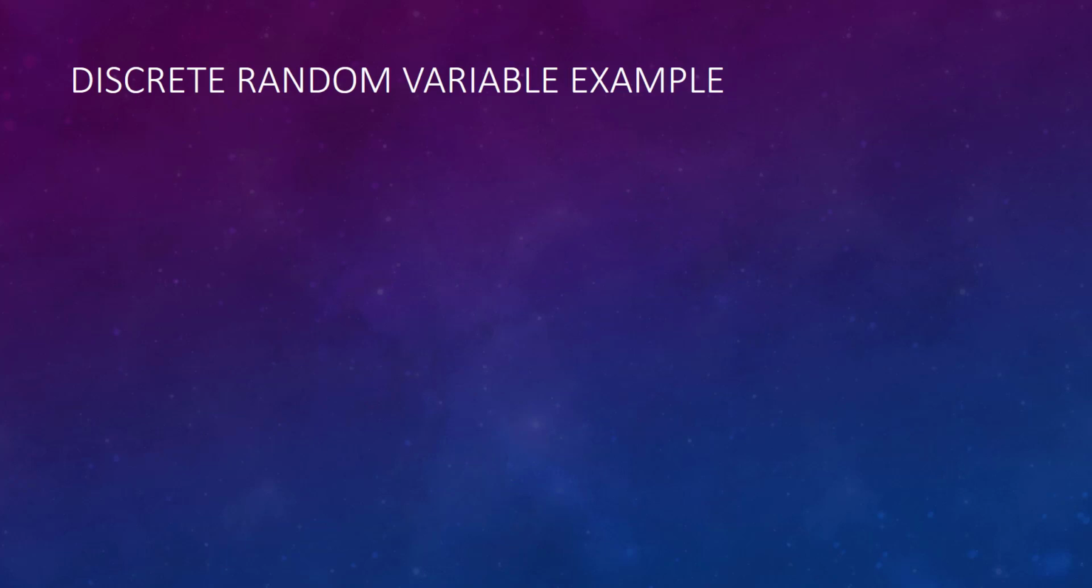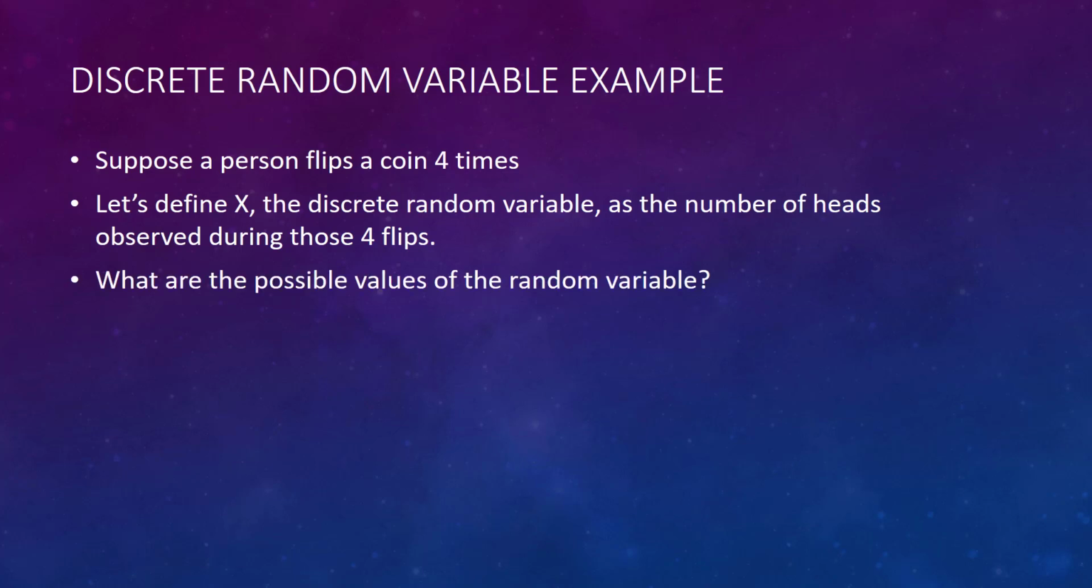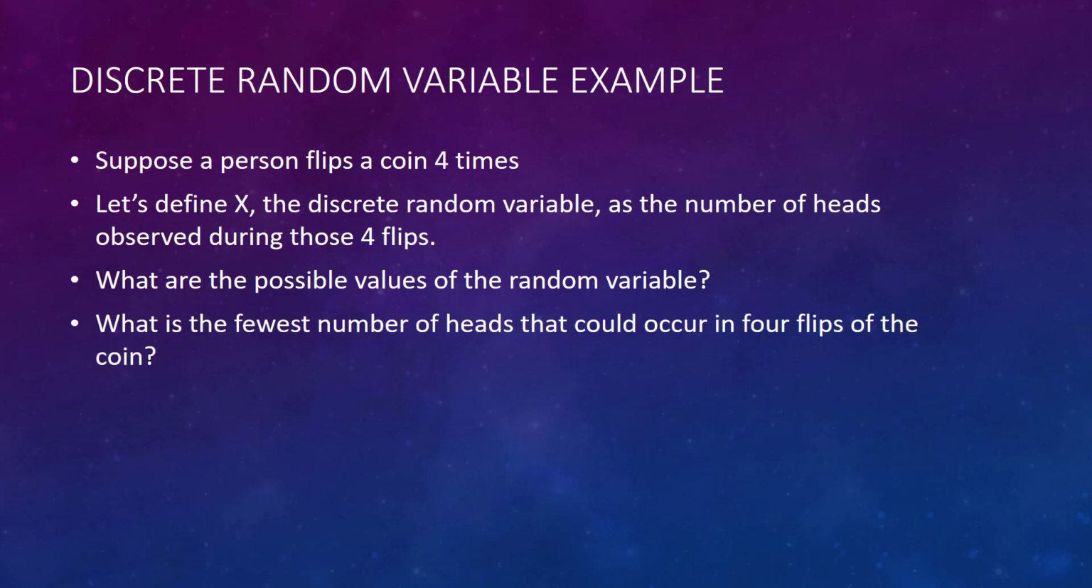Discrete random variable example. Suppose a person flips a coin 4 times. Let's define x, the discrete random variable, as the number of heads observed during those 4 flips. What are the possible values of the random variable x? Well, first of all, what is the fewest number of heads that could occur in 4 flips of the coin? Pause this video, write down your answer, and then unpause it to check your answer. If you said 0 heads, you are correct. All 4 flips could land on tails.